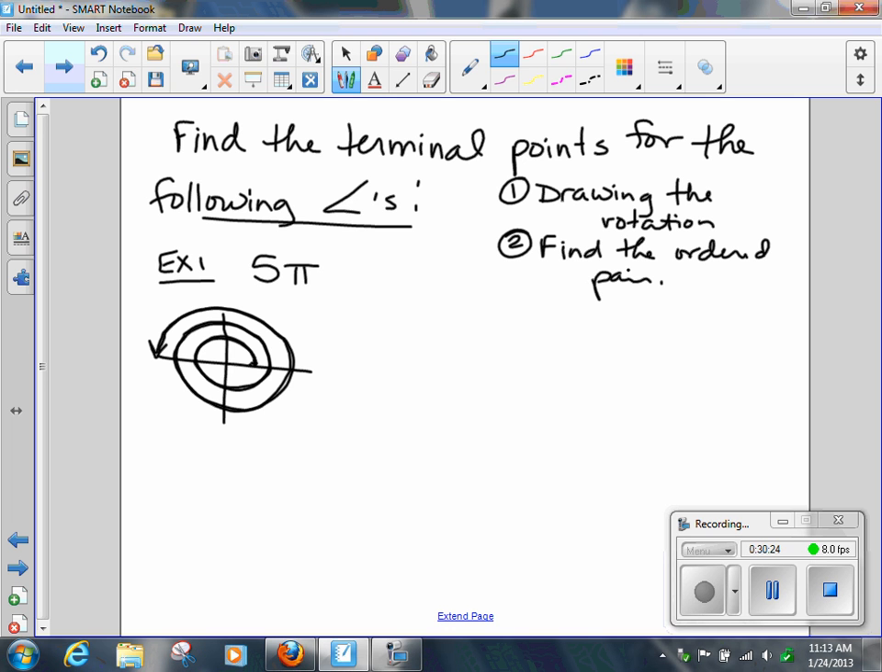And yes, you have to draw the rotation. It's beautiful and fun. Some of you will have a blast with this. What's that terminal point right there? Negative 1, 0. That's it.